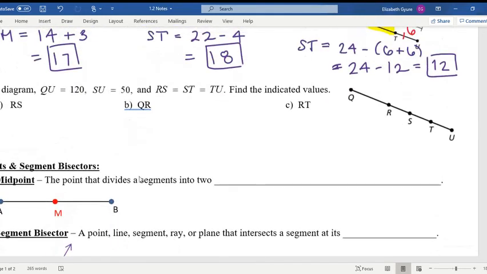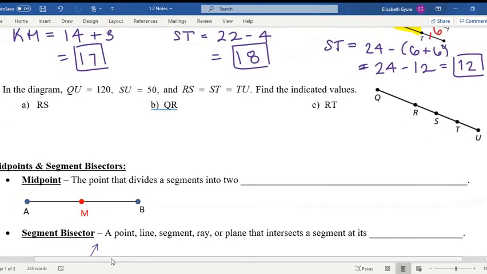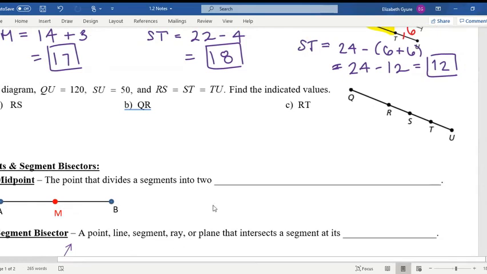And then last example for this part of the video. In the diagram, segment QU is 120, segment SU is 50, the measure of segment RS equals the measure of segment ST equals the measure of segment TU. Find the indicated values. Now, there's a lot of information happening here, and none of it is labeled in your picture. So something I strongly suggest is to always label your picture if you're given information. That way you're not always going back and forth.